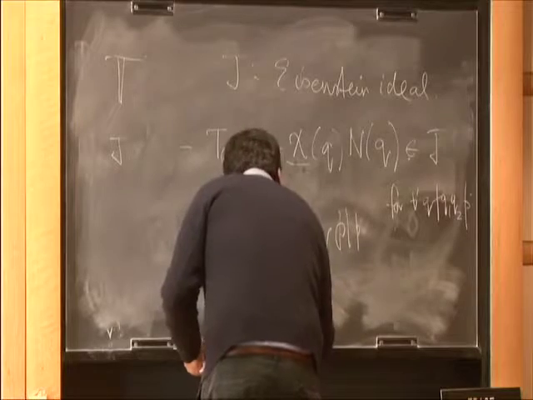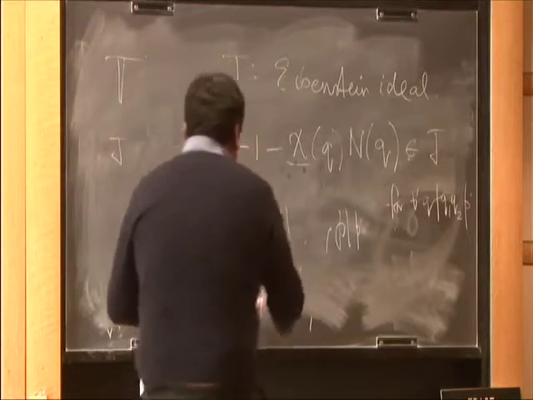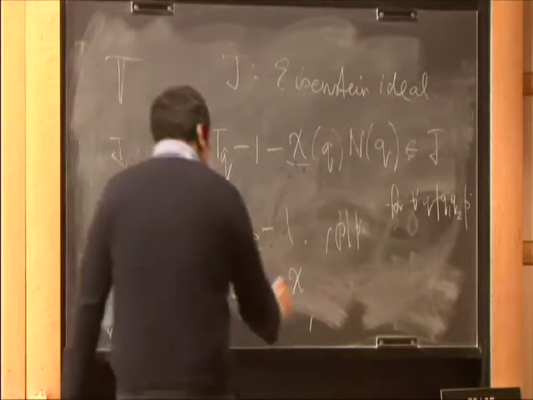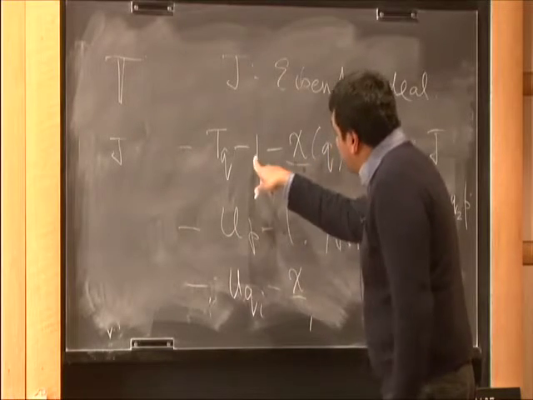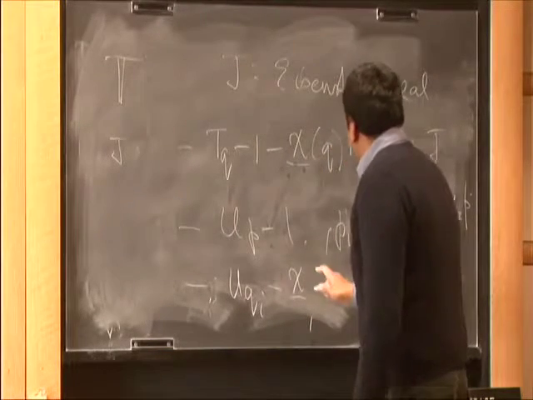U_{Q_i}. So I look at the critical specialization of the Eisenstein series. I look at the eigenvalue, and I demand that rather than 1, I want this eigenvalue. So I demand that.